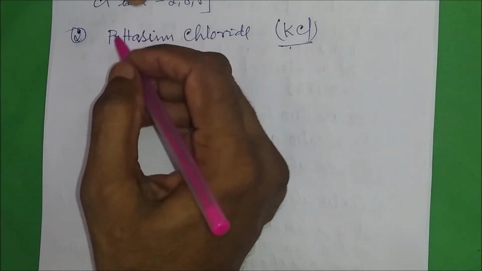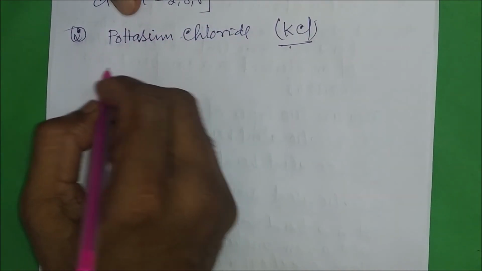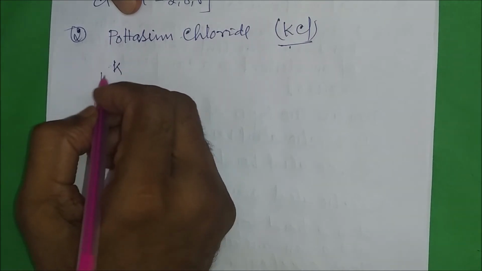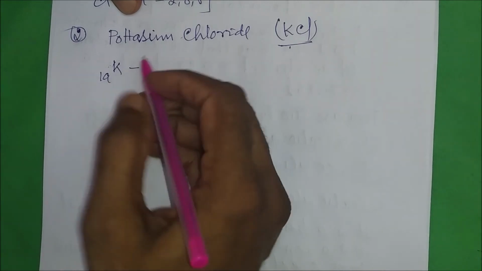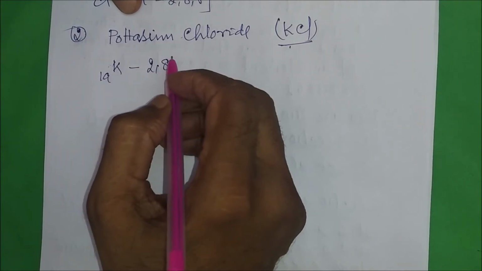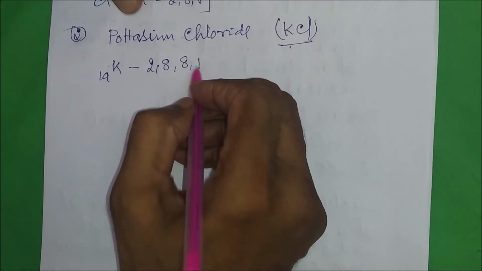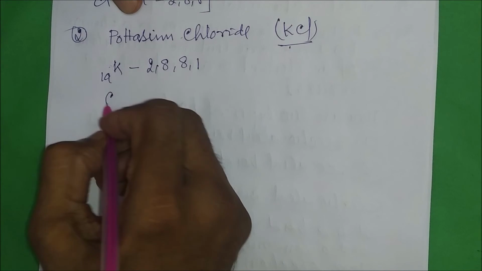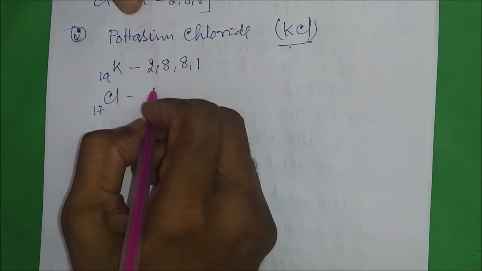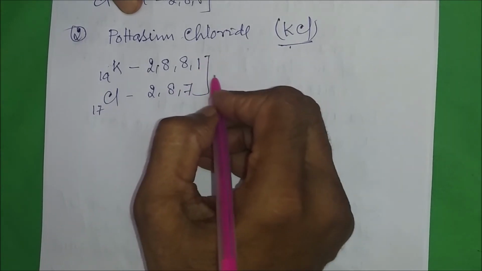Now, for potassium, first look at the atomic number of potassium. It is 19. So how will you find the electronic configuration? It will be 2, 8, 8 and 1. Is it clear? Chlorine, as I have given you, is 17. So it will be 2, 8 and 7. These are the atoms.